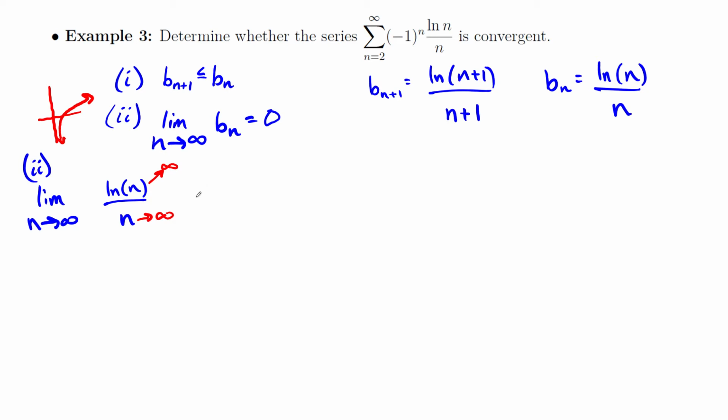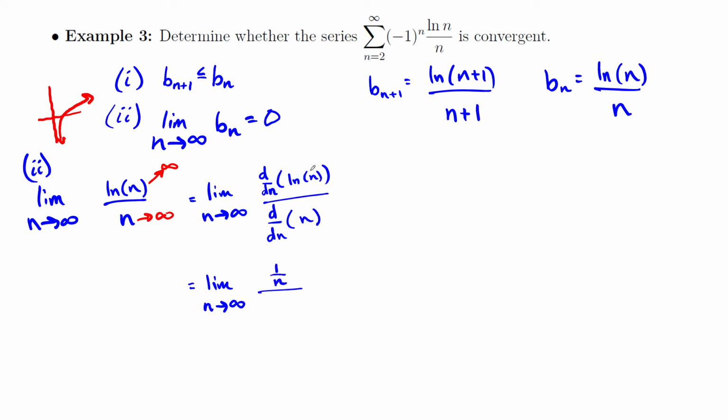So we'll go ahead and say this is going to be equal to the limit as n goes to infinity of the derivative of the top divided by the derivative of the bottom. And so this is the limit as n goes to infinity of 1 over n, which is the derivative of the natural log of n, and then the derivative of n, of course, is just 1. So here's a case where we definitely do see the limit equaling 0. Okay, so condition 2, it checks out.